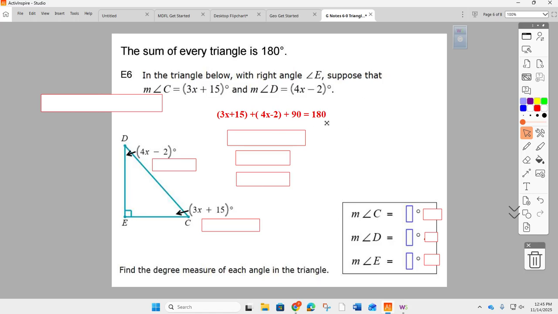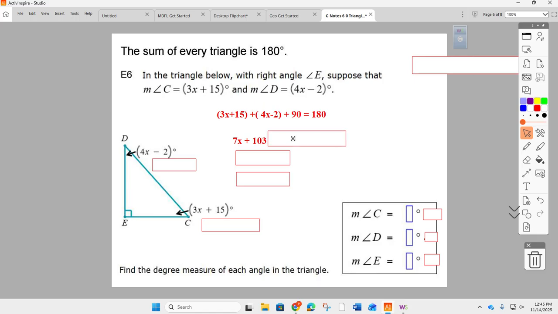I use parentheses here just as grouping symbols. It's descriptive. They don't mean anything. We don't need them, all right? But you can see now this is angle 1, angle 2, angle 3, the three angles of the triangle. Now we're just going to solve this equation. We're going to combine our like terms, 3x plus 4x, 7x. We're going to add our constants, 15 minus 2 plus 90, and then it's equal to 180.